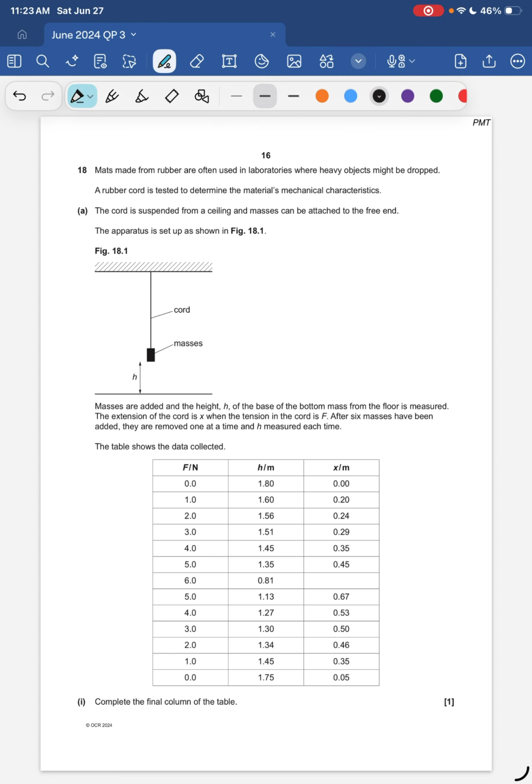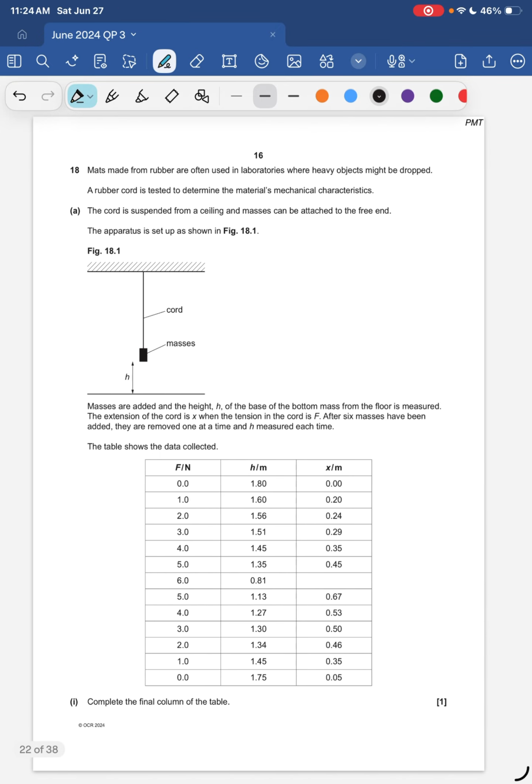Let's move on. Okay, 18. Mats made from rubber are often used in laboratories where heavy objects might be dropped. A rubber cord is tested to determine the material's mechanical characteristics. The cord is suspended from a ceiling, and masses can be attached to the free end. The apparatus is set up as shown in figure 18.1. So you have the cord made from rubber attached to the ceiling, and we measure that height h as we add masses. Masses are added and the height h of the base of the bottom mass from the floor is measured. The extension of the cord is x when the tension in the cord is F. After 6 masses have been added, they are removed one at a time and h measured each time. The table shows the data collected.